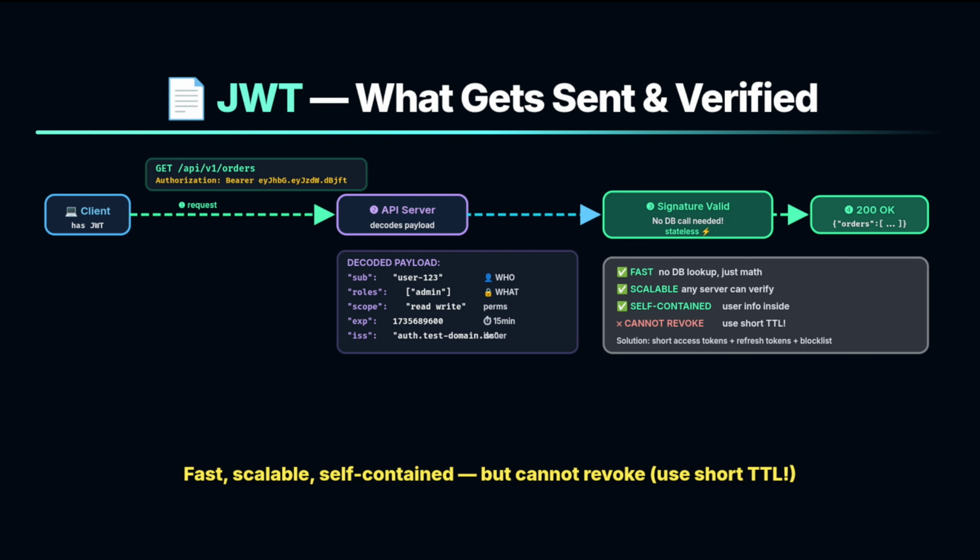But the trade-off is you cannot revoke a JWT once issued. The solution is to keep the access token short-lived, like 15 minutes. Use refresh tokens to get new ones. For emergencies, maintain a small block list in Redis.